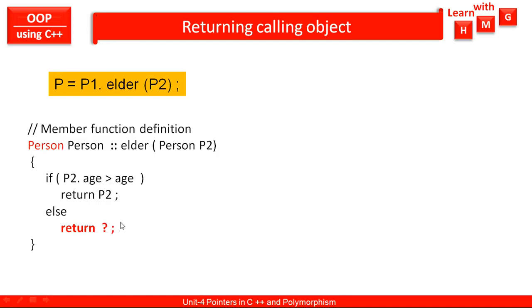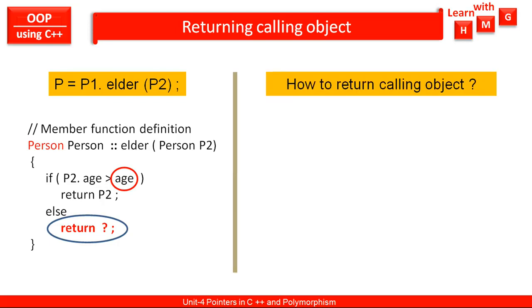And now what is the solution for this? Okay, so again I am repeating, this age is the data member of the calling object, and here I want to return the calling object which is hidden here. So how to return this hidden object, which is the calling object of the function? Now the this pointer will help you to return the calling object. How to use the this pointer to return the calling object, that we are going to see now.